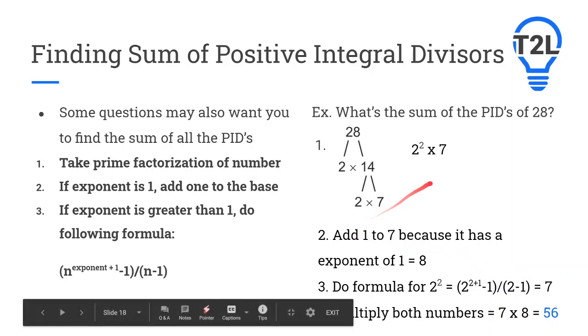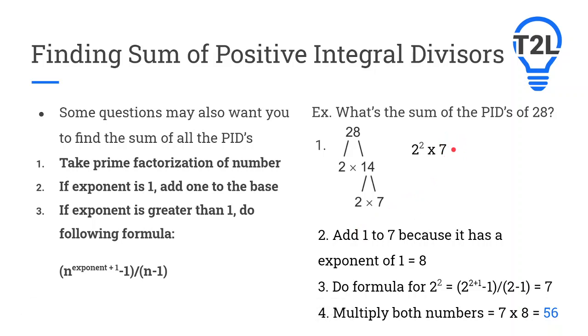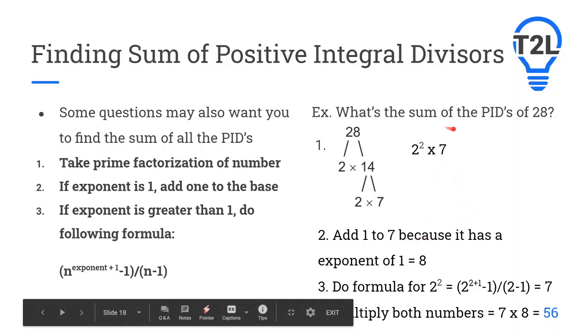Now, whenever the exponent is 1, looking at the 7, which has an exponent of 1, it's actually really easier. All you have to do is add 1 to the base, and the base is 7, so that's just 8. And now that you have these two numbers, 8 and 7, all you have to do is multiply them, and you get 56.